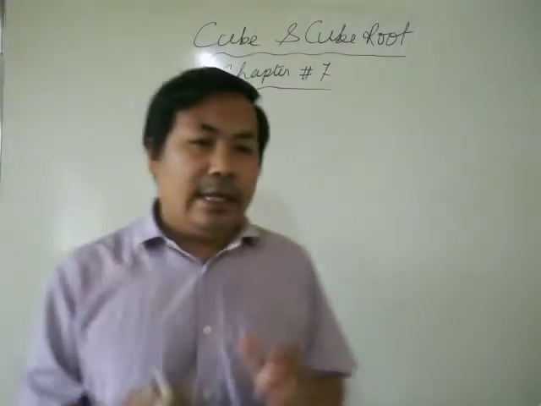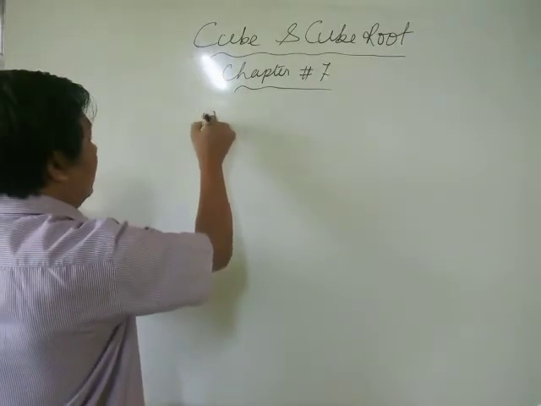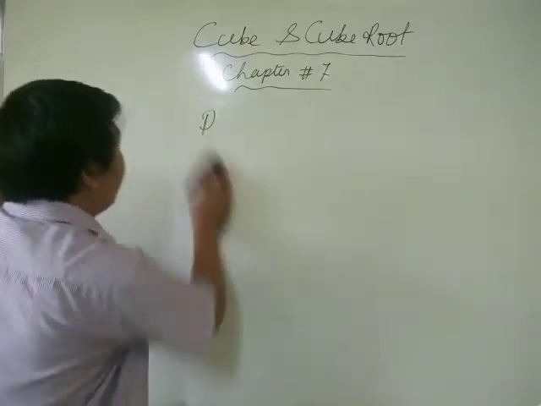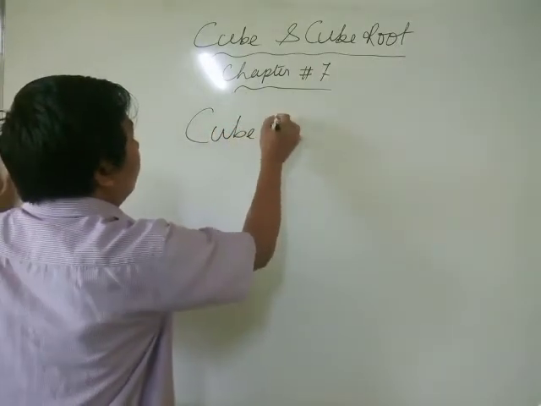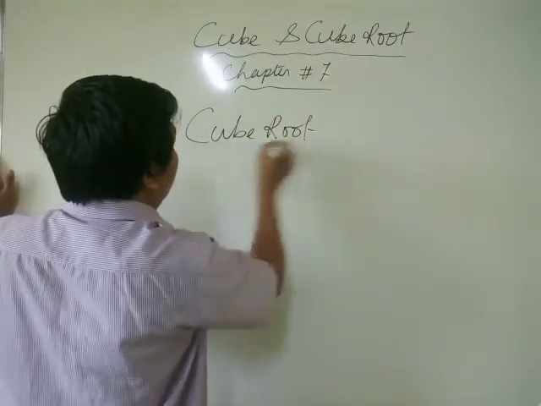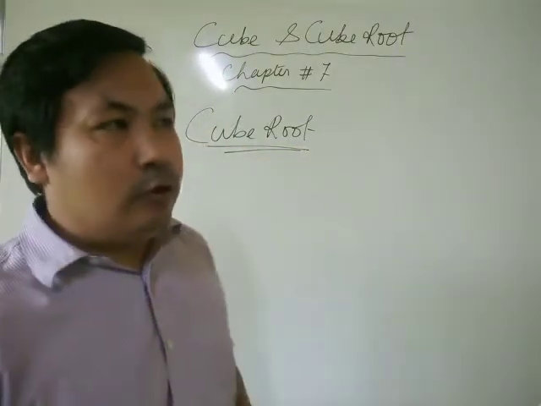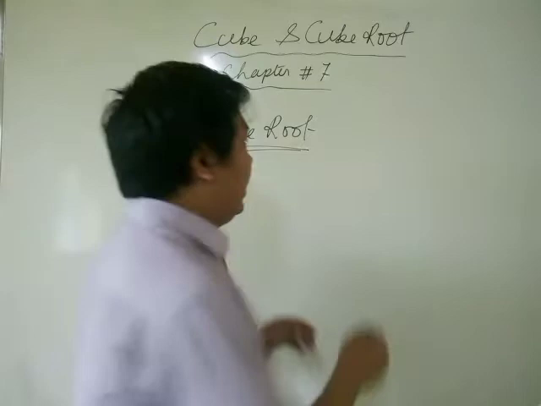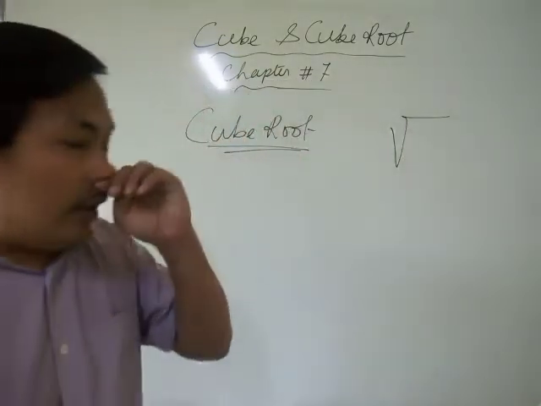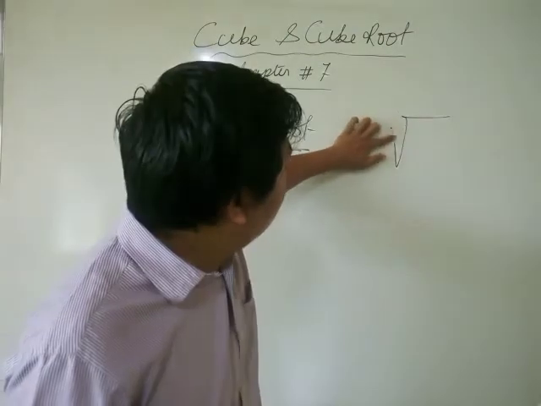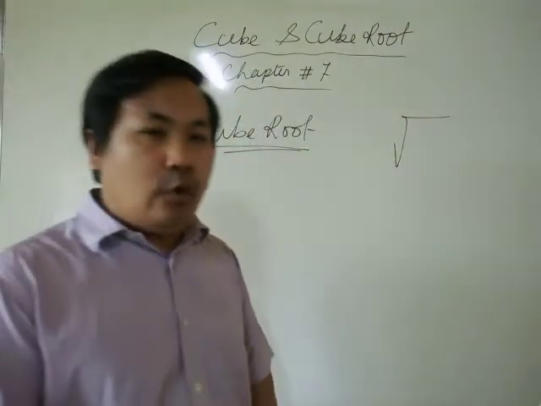So my dear students, the next topic is the last part of the chapter, that is cube root. What is cube root? One symbol we have used in the square root, that is like this, isn't it? So this is a square root. So this we call square root.